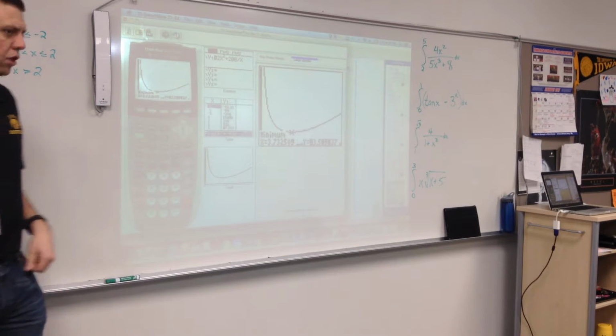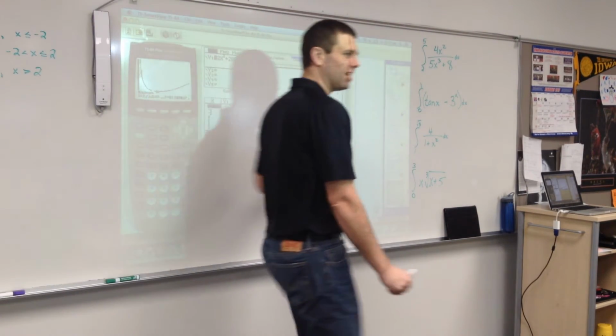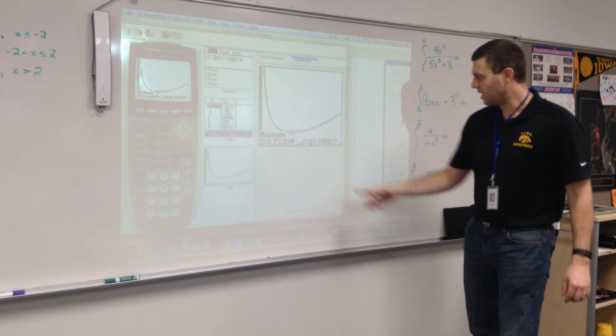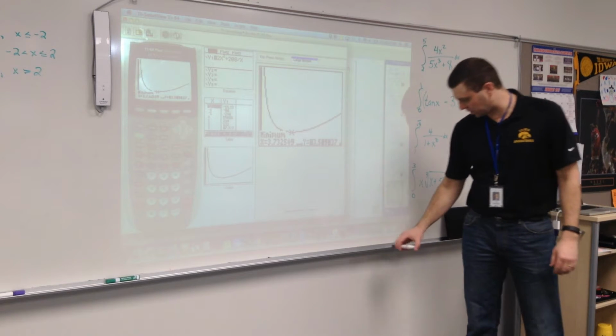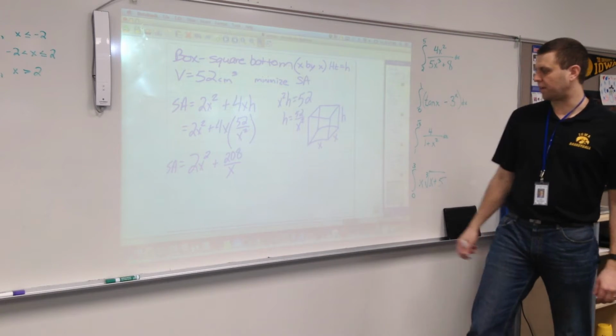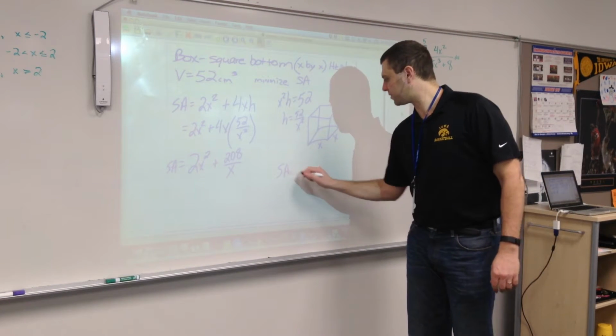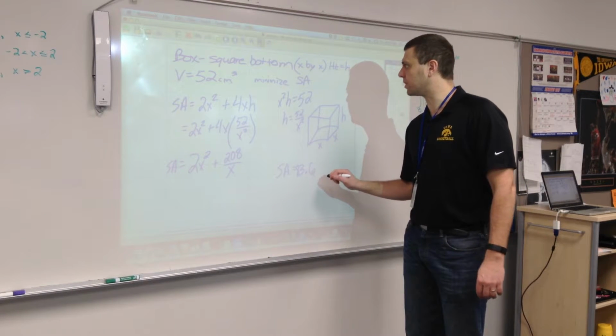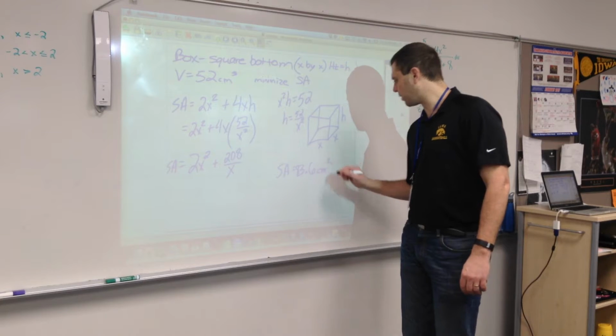Okay? So 3.73, that's our x value, so that represents the dimensions of the bottom. So the bottom of this box would be 3.73 by 3.73. The 83.6 represents our what? Surface area. Okay? So our surface area is 83.6, are we in, yep, centimeters squared.